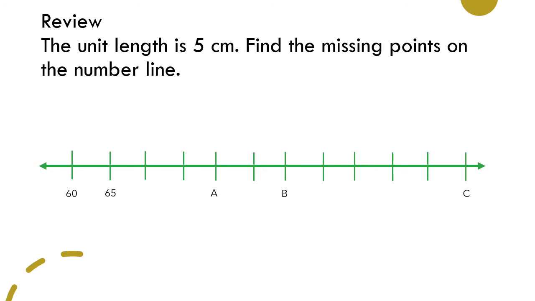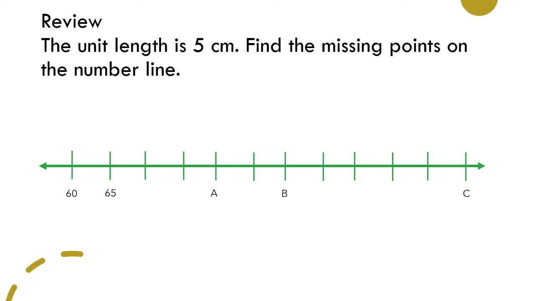For our first review, we're going back to the number line. What's wrong with this number line? What do you notice? You should notice that some numbers are missing, and we have letters there, so we need to figure out what A, B, and C equal.